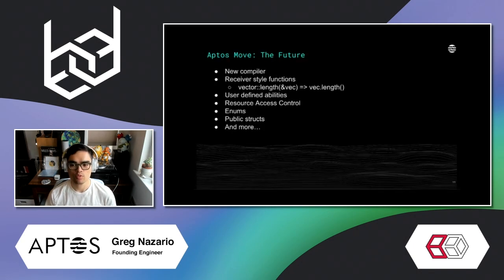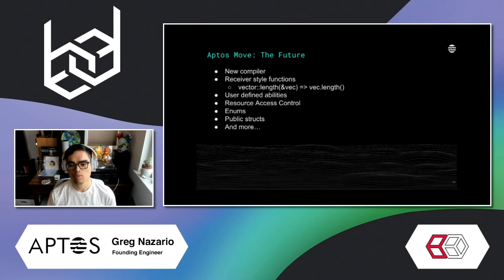The future of Move. So right now, the team's working on a brand new compiler. Once that brand new compiler is working, we're going to have some great new features for the future. Receiver-style functions. A lot of people complain about the fact that, hey, why can't I just call vector.length, which is very common in pretty much every language. That's going to come up soon, along with user-defined abilities, being able to say, hey, I want a trait that says, I only want to accept things that can be ordered into the sort function. That is coming up in the future.